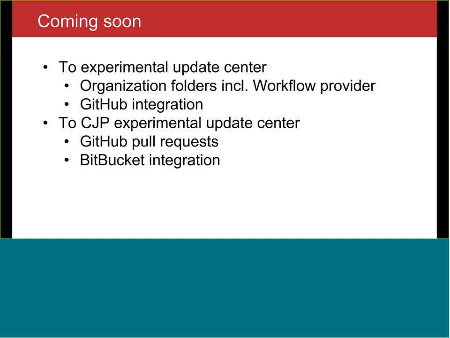Things that we've been working on recently that we're looking to release shortly would be the whole organization folder system and ability to create subprojects based on any repository with a Jenkinsfile, and the GitHub integration for that. And for CloudBees customers, we'll also be releasing previews of the support for GitHub pull requests and custom status notification, and also integration with BitBucket, very similar to GitHub.